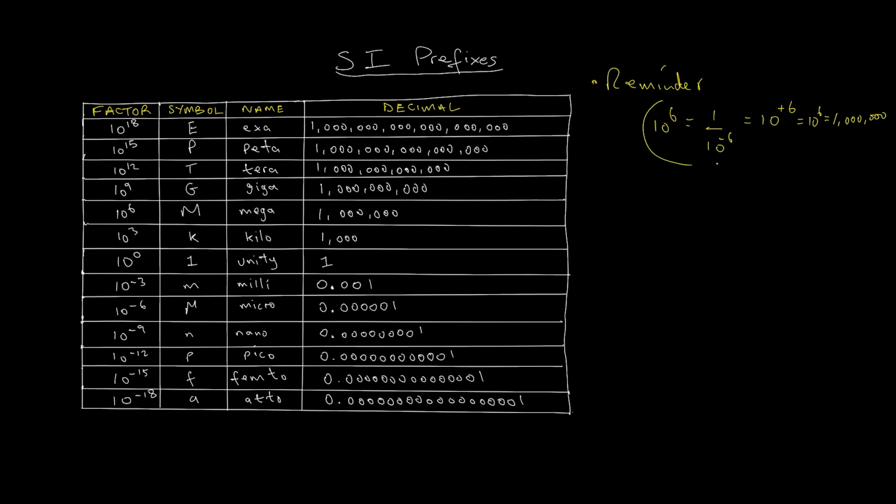Conversely, I could swap these two around and say 10 to the minus 6 is the same as 1 over 10 to the plus 6. And 10 to the minus 6 is this thing here. So it's just 0.5 zeros, 1. Okay.